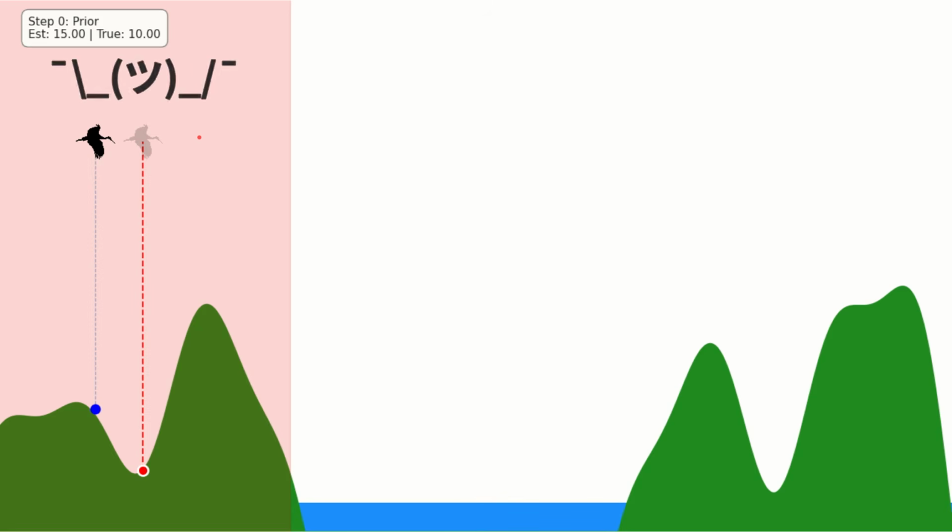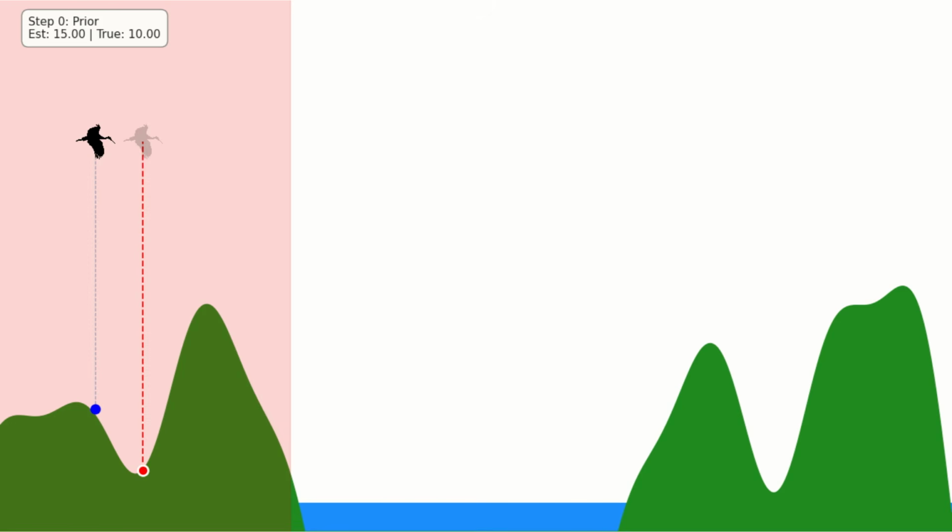And finally, we have the blue point and its corresponding blue dashed line. These represent our height measurement. Notice that it's not necessarily right on top of the terrain. That's because we have some noise in our height measurements. Okay, now that we have our initializations and our measurement, we can run the unscented Kalman filter.